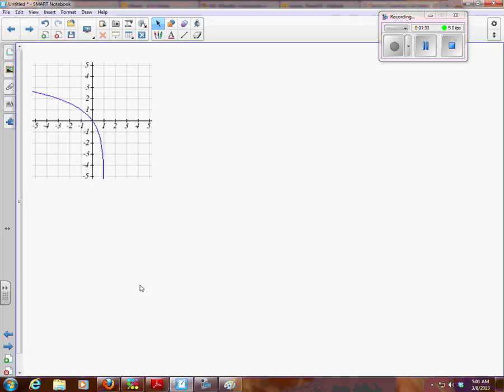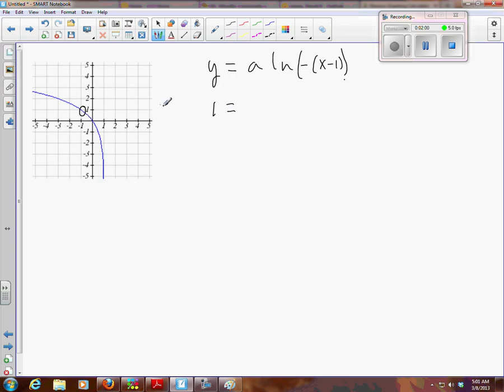So I'm going to take that equation that we just decided on. So y equals, what was it? So it's some stretch factor going on. We decided a times ln of negative x minus 1. And then since it goes through this point, -1, 1, I'm going to replace y with the 1. Remember, it's -1, 1 for the point. I'm going to replace y with 1, and I'm going to replace the x with the -1.